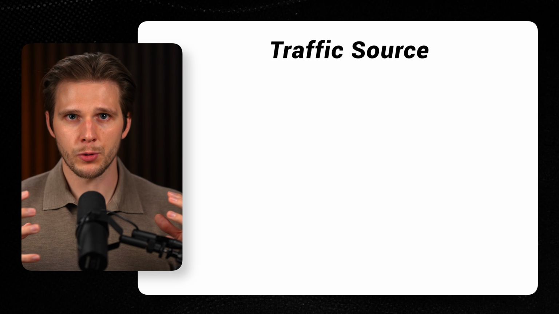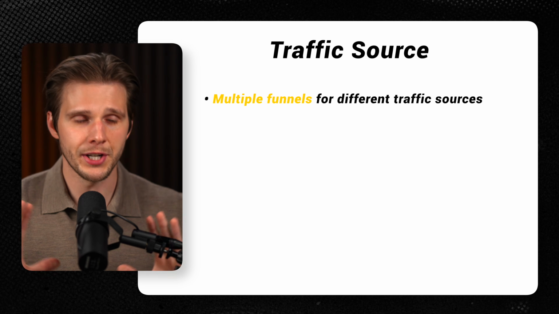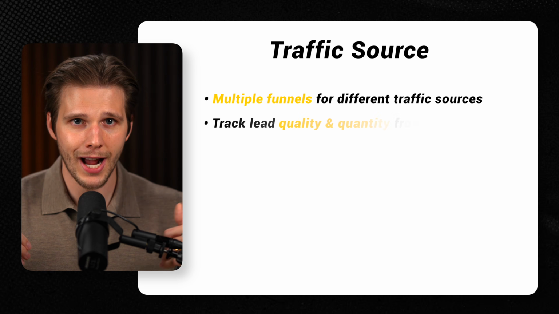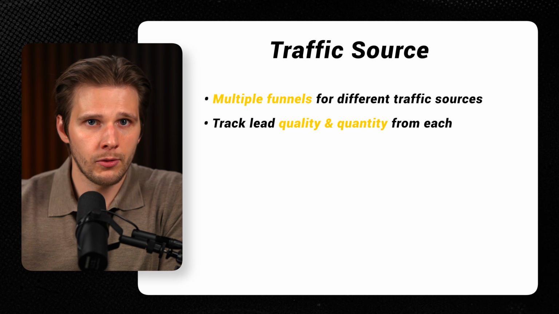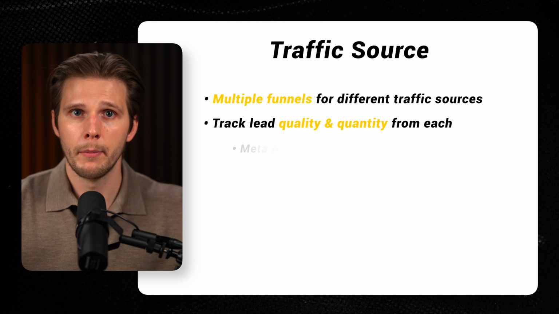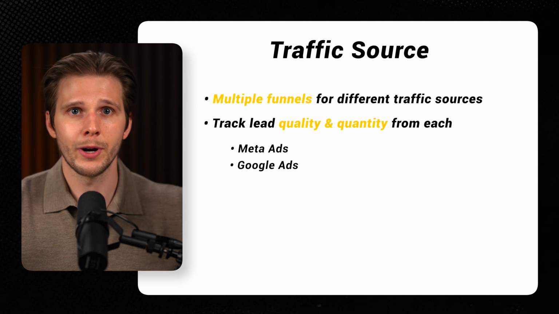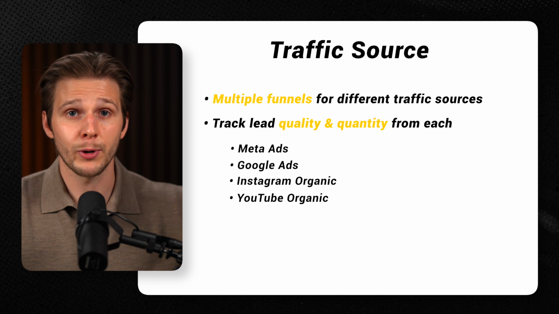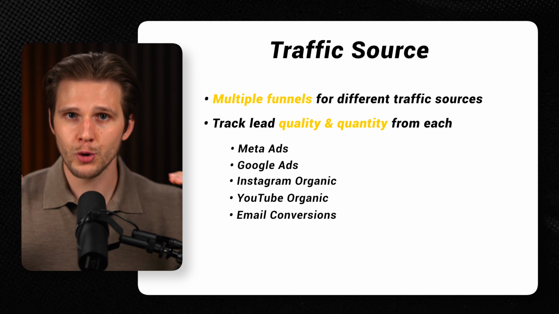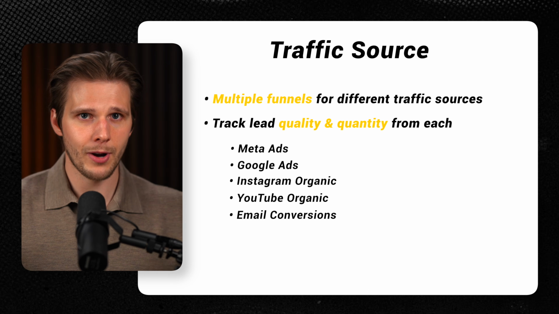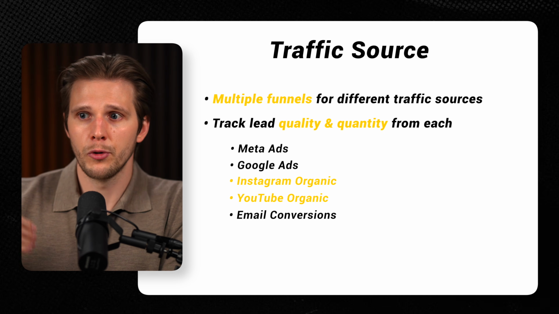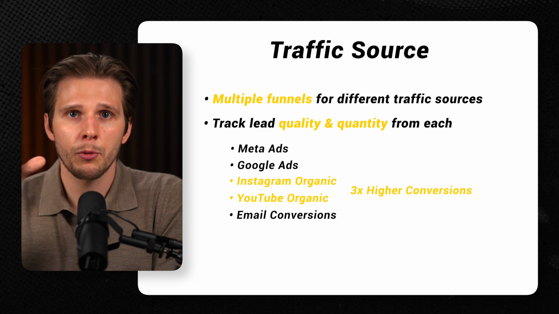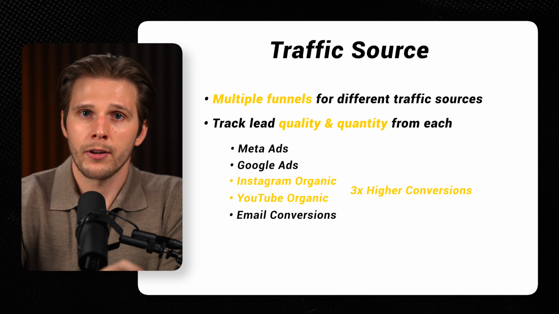So starting with the traffic source, we have multiple different funnels for different types of traffic sources, so we can track lead quality and quantity coming from each. For example, we have identical funnels built out separately for Meta ads, one for Google ads, one for Instagram organic, one for YouTube organic, one for email conversions. And it's really important to track all of these separately because for every traffic source, we have different metrics. For example, organic leads that come to us through my Instagram organic or my YouTube, they convert 3 times better than traffic from paid ads.